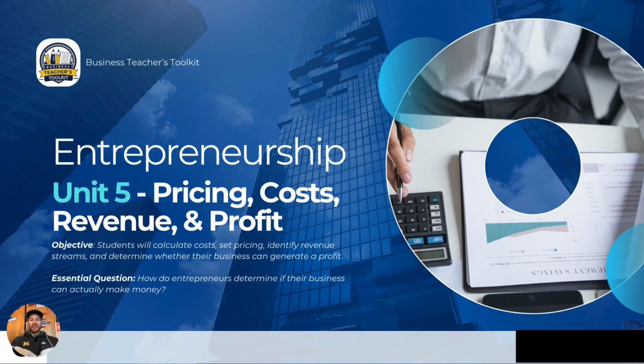This is Unit 5 in my entrepreneurship class, and it's all about pricing, costs, revenue, and profit. The objective is that students will calculate cost-set pricing, identify revenue streams, and determine whether their business can generate a profit or not. By the end of this unit, my hope is that my students will be able to answer this question: How do entrepreneurs determine if their business is actually going to be able to make some money?